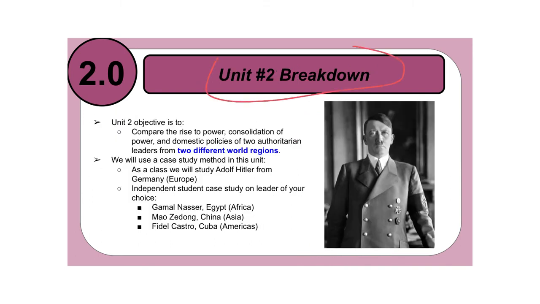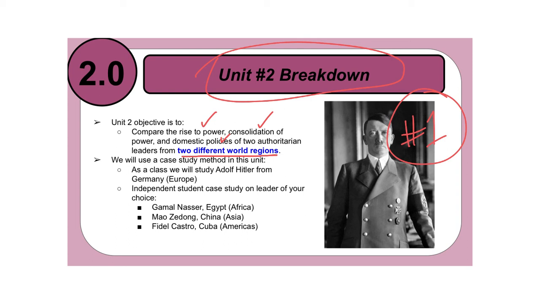So, Unit 2 breakdown. This is how this unit is going to look. The Unit 2 objective is to compare the rise to power, consolidation of power, and domestic policies of two authoritarian leaders from two different world regions. This person here is the one we are doing first. Everybody's going to do a case study on Adolf Hitler. All of us together, we're going to do a case study on Adolf Hitler, and we're going to discuss Hitler's rise to power, consolidation of power, and his domestic policies. We're going to do that all together as a group.